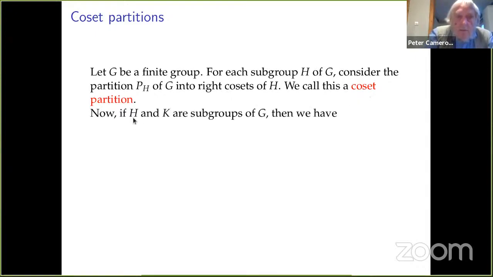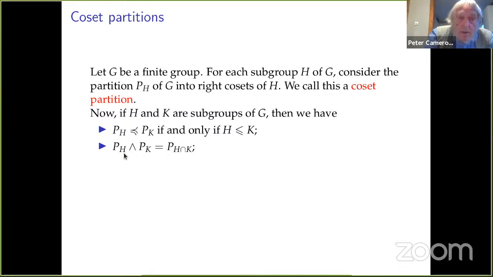And if you take two subgroups, we can describe the partial order and the meet and join in terms of the subgroups. P of H refines P of K, so it's less than or equal to P of K, if and only if the subgroup H is contained in the subgroup K. The meet of the two partitions P of H and P of K is the coset partition of the intersection of H and K. And the join of P of H with P of K is the partition corresponding to the group generated by H and K. This is the smallest subgroup containing both H and K.